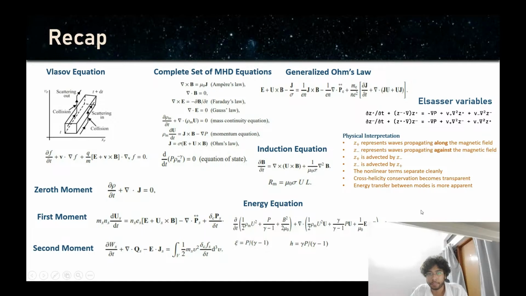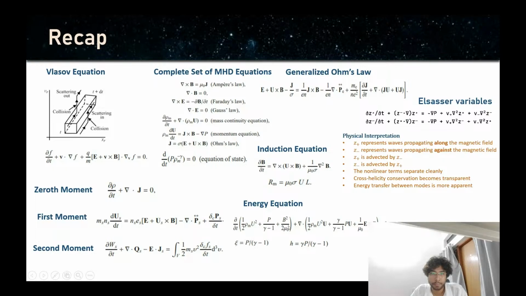regime, right? On the other hand, if Rm, the magnetic Reynolds number, is very small, in that case the resistive term dominates, and the induction equation becomes highly resistive and is dominated by the second term.